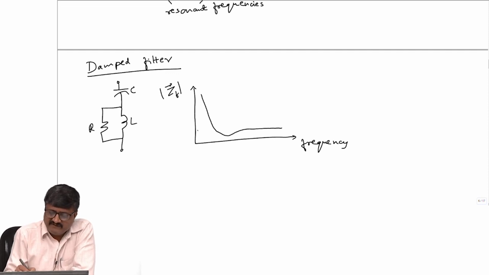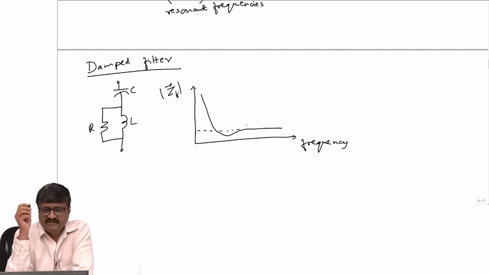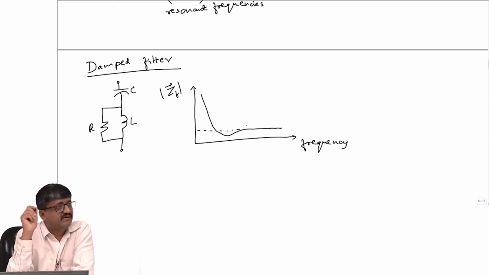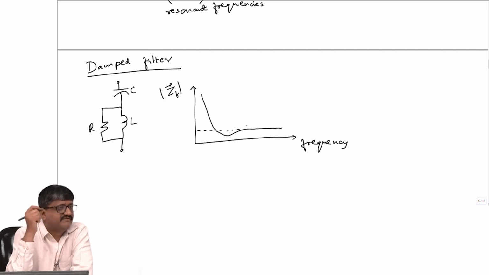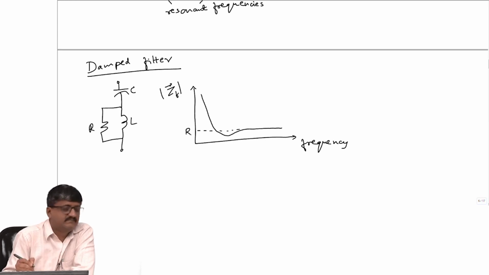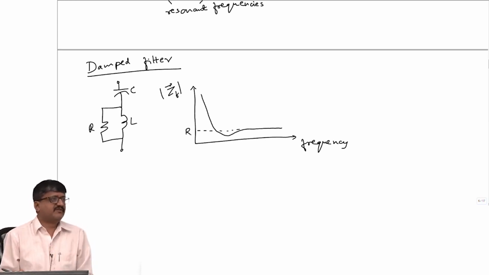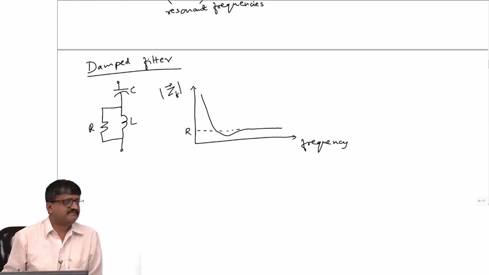So, the magnitude of the impedance approaches some value. What is that? As frequency tends to infinity, what is the limit of the magnitude of ZF? Look at the circuit. It's R. L becomes an open circuit, C becomes a short circuit. So, it's R.